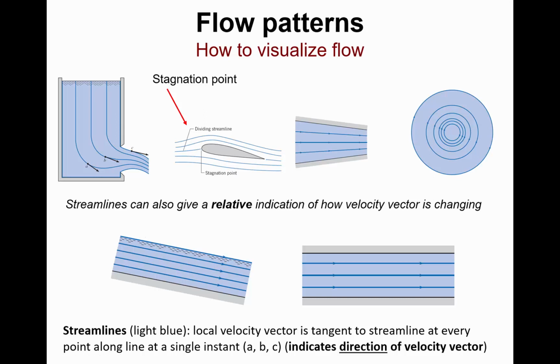Streamlines can give you a relative idea of how the velocity vector is changing in this converging section, where you have a pipe and the diameter is getting narrower and narrower. What's happening is the streamlines are getting closer together, and that tells you that the velocity is increasing as they get closer together. And anytime the velocity vector is curved, then of course the magnitude of the velocity may not be changing, but its direction is changing. And velocity is a vector, meaning it has two components, the magnitude and the direction.